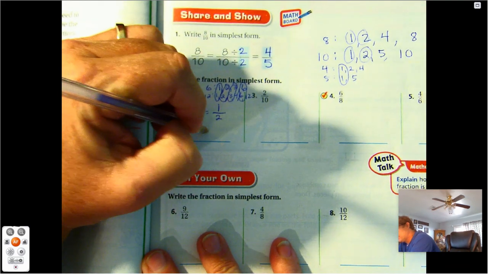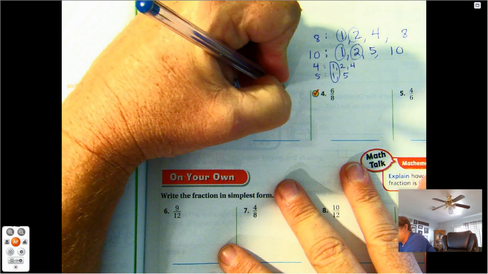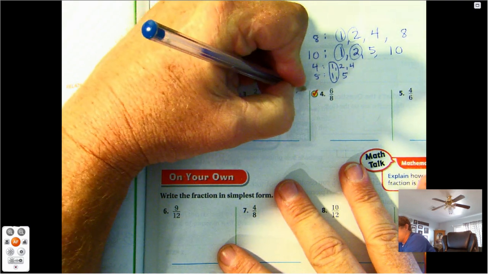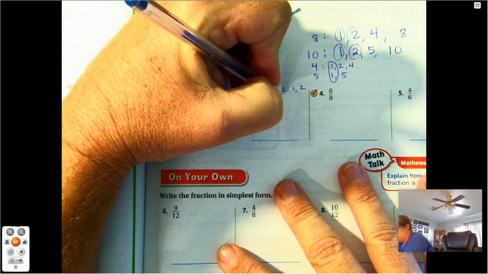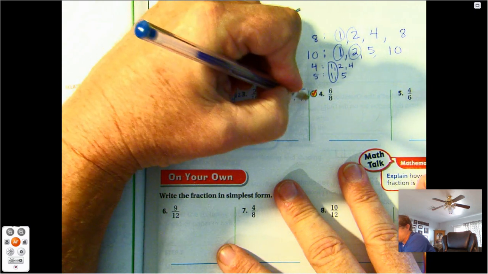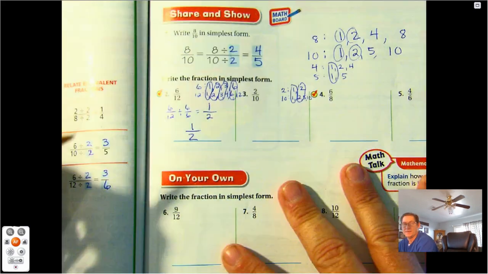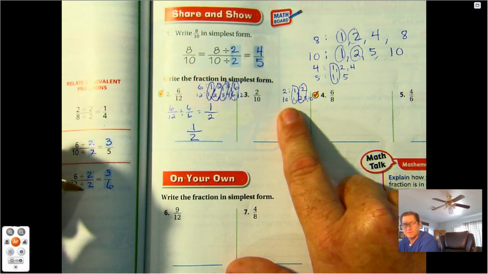2/10. Well, this one should be fairly simple. The only factors of 2 are 1 and 2. So 10, again, we know is 1, 2, 5, and 10. The common factors of 2 and 10 are 1 and 2. You don't want to divide by the 1. That doesn't change anything.